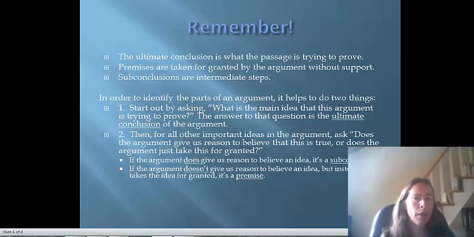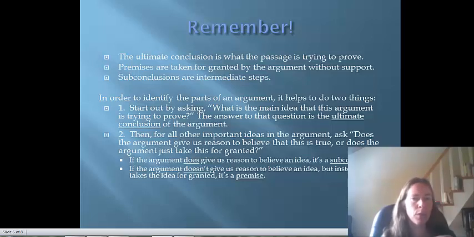So in order to identify the parts of an argument, you can do two things. You need to start out by asking, what is the main idea that the argument is trying to prove? Once you find the main idea, that will be the ultimate conclusion of your argument. And then, for all the other important ideas, you ask, does the argument give us a reason to believe this is true? Or does the argument just take this for granted? Again, if it does give you a reason, it's the subconclusion. If it doesn't give you a reason to believe it, and instead just assumes this is true, that's a premise.